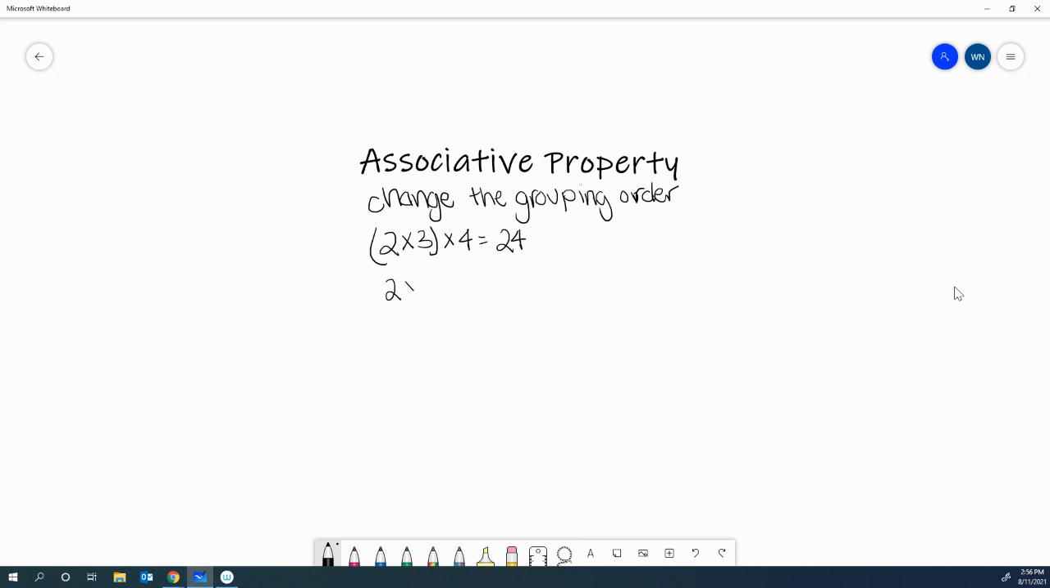And if I did 2 times (3 times 4), I know 3 times 4 is 12, times 2 is still 24. So by changing the grouping order, basically all I'm doing is saying the 2 and the 3 were together, but they kicked the 2 out and brought the 4 in. It's kind of like friend groups. 2 and 3 were friends, they kicked 2 out, now 3 and 4 are friends. It works the same for addition as well.